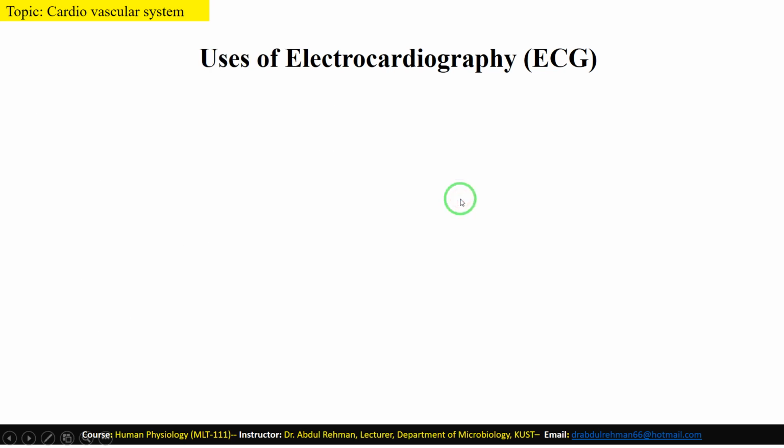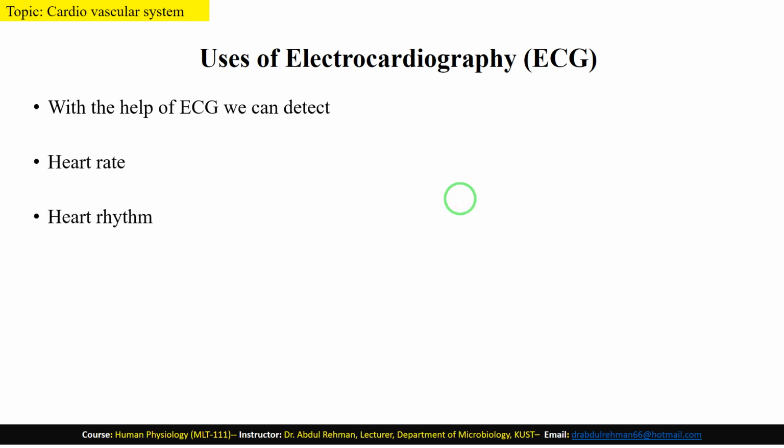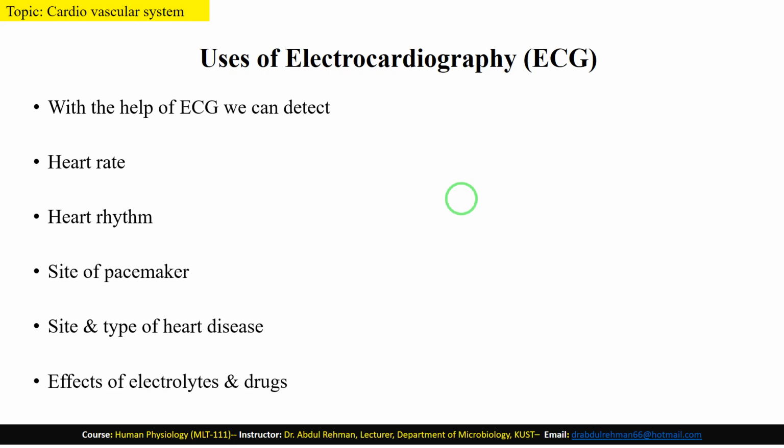So why is electrocardiography used? It is used to detect different heart states like heart rate, the site of the pacemaker present in the heart, the site and type of heart diseases, and the effect of electrolytes and drugs. Normally, ECG gives us two kinds of information.